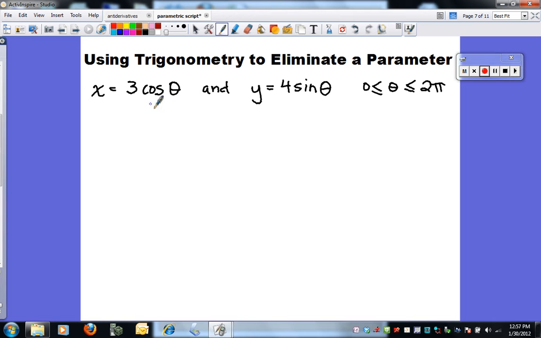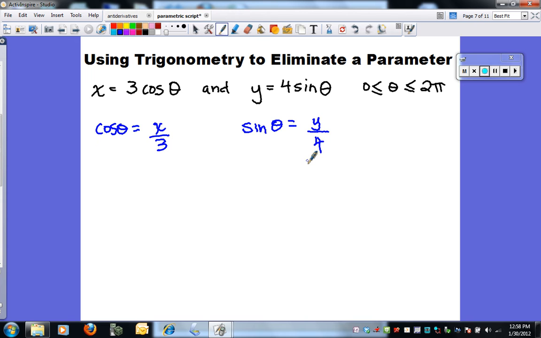So the first thing we're going to do is solve for cosine and sine. Cosine of theta is equal to x over 3, and sine of theta is going to equal y over 4. You got it.